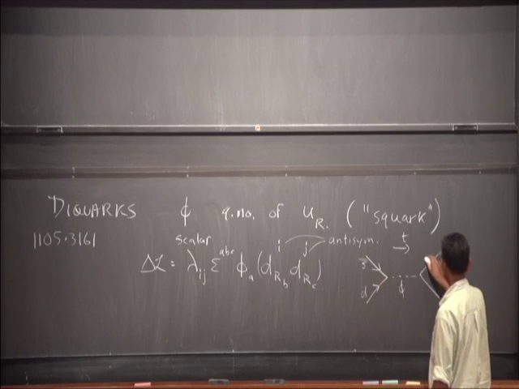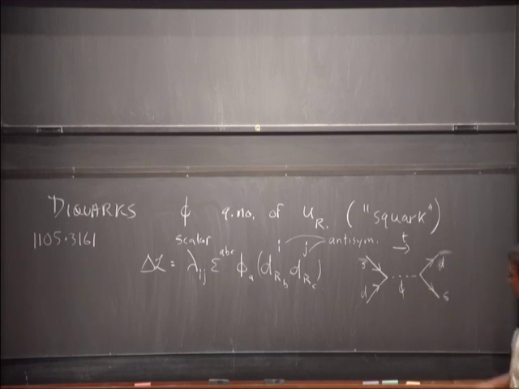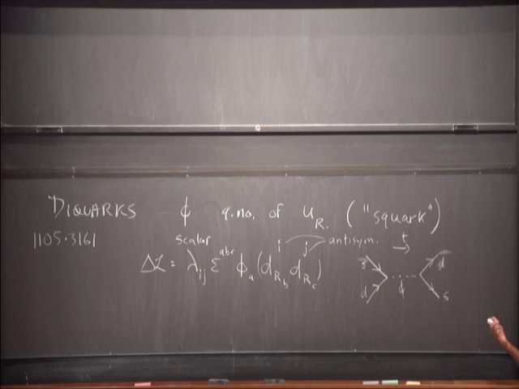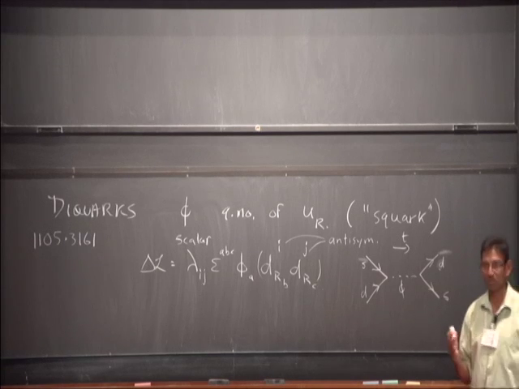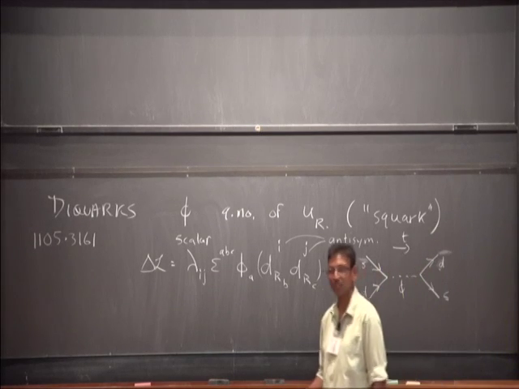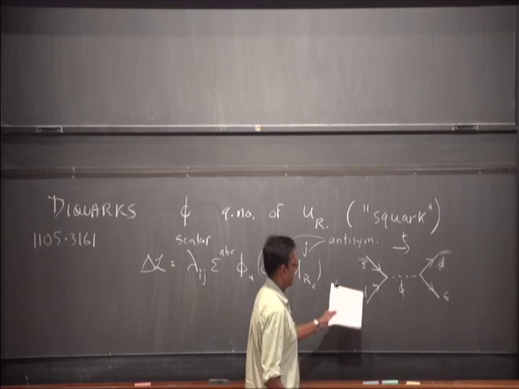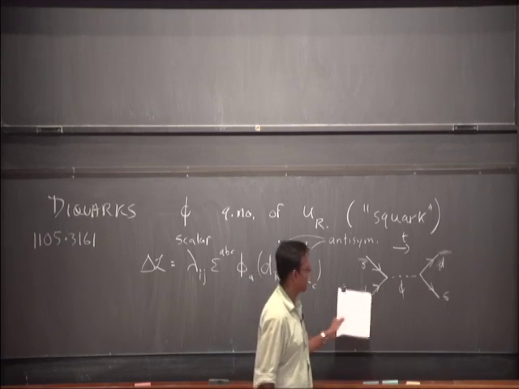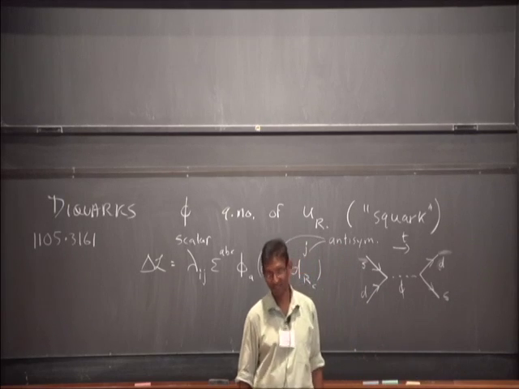S bar d comes in, sd comes in, and sd comes out. In fact, play around with it. If I just stuck to a two-generation model, to keep it simple, imagine there was not a third generation. You could still talk about flavor-changing neutral currents. But this could not mediate one.